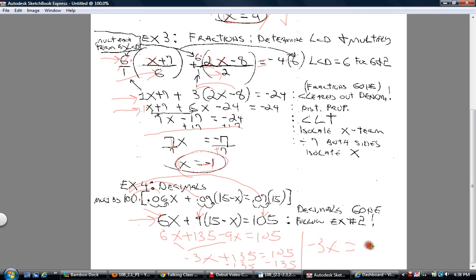What? 15? If I'm doing it right, I think I am. Yeah. And so last step, divide by what? Negative 3, to isolate the variable, and I got x equals 5.